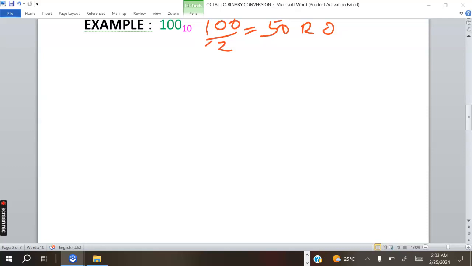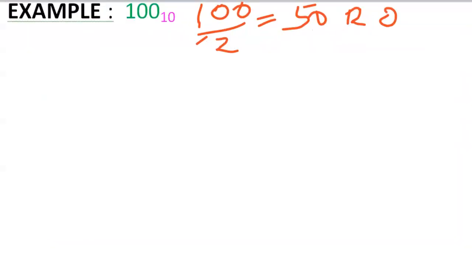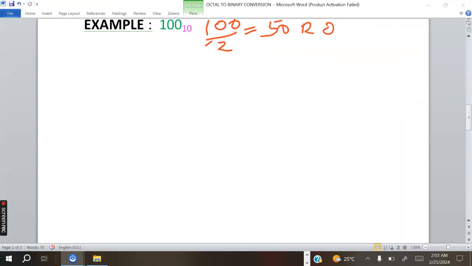Okay, sorry for that. So we have the 50 divided by 2, which will give us 25 remainder 0, as usual.